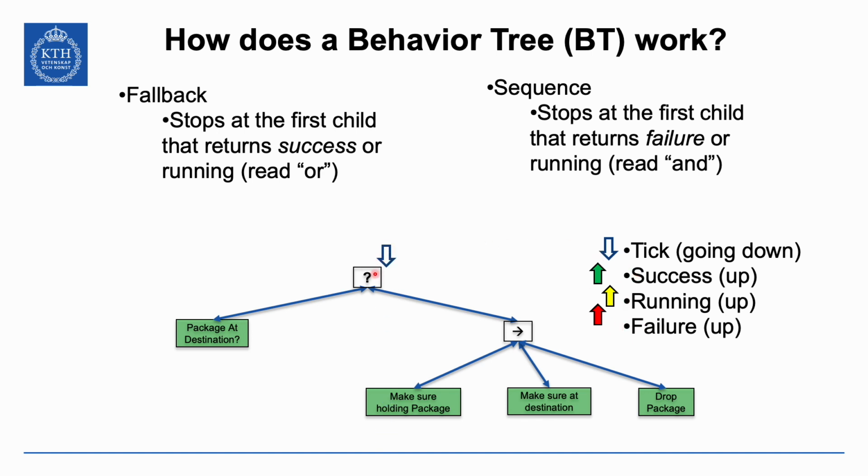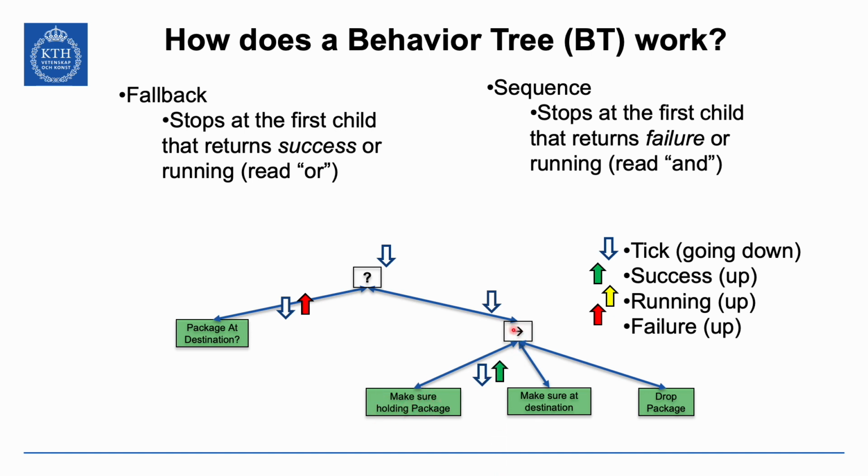So if we have a tick at the top node here, we first check if the package is at the destination. If not, we have the OR functionality here. We will go into this subtree, and then we check, are we holding the package? Imagine we are, then success goes up.